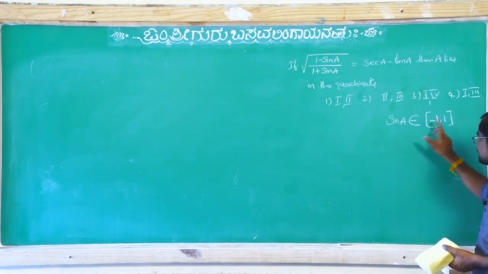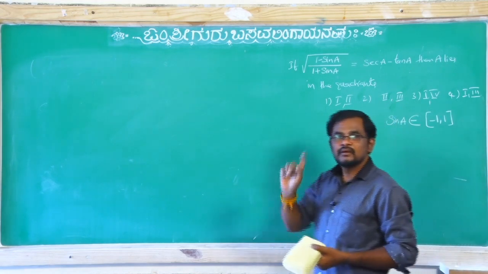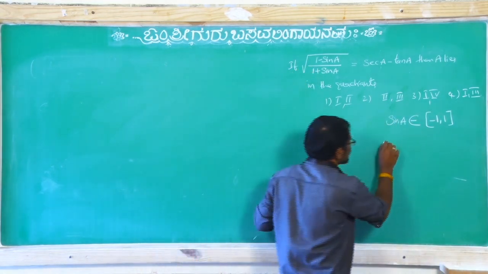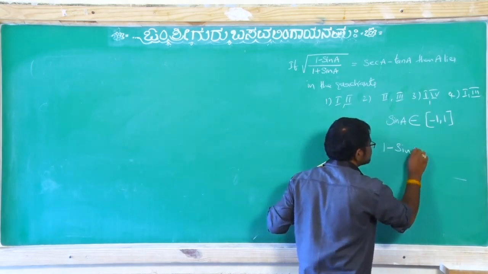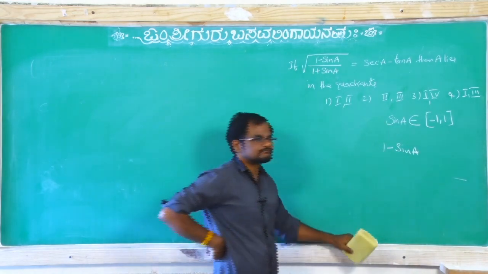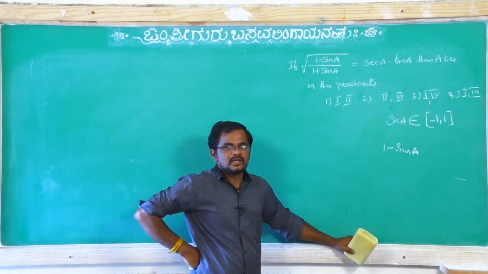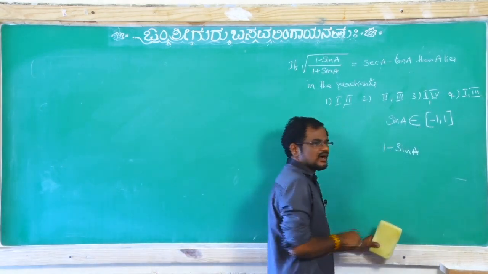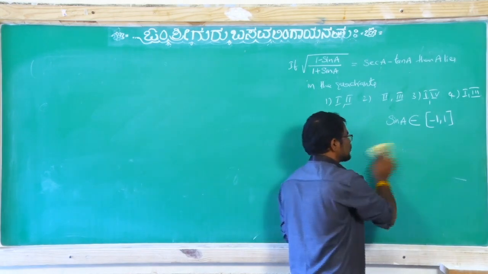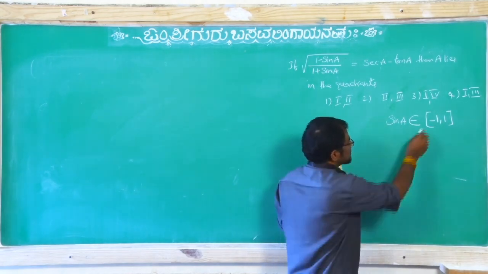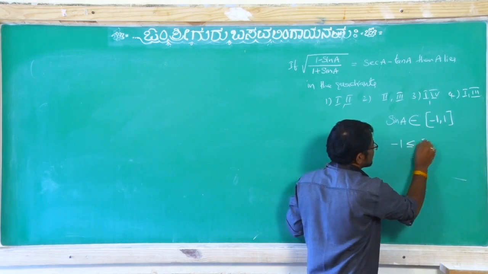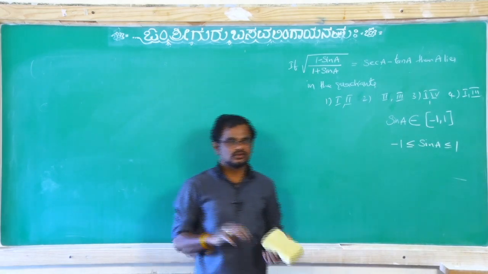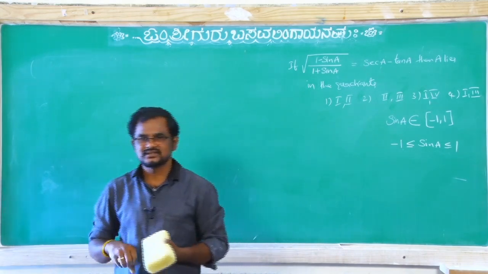Sin A exists from where to where? The closed interval minus 1 to plus 1. What about 1 minus sin A? One minus sin A means we have to multiply with minus, and after that we have to add. Like this I will show. This can be written as minus 1 less than or equal to sin A less than or equal to 1, a closed interval, which we discussed in intervals.